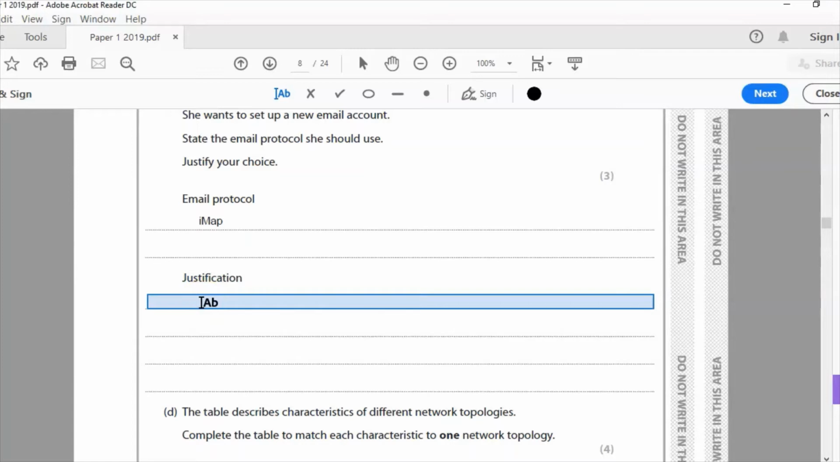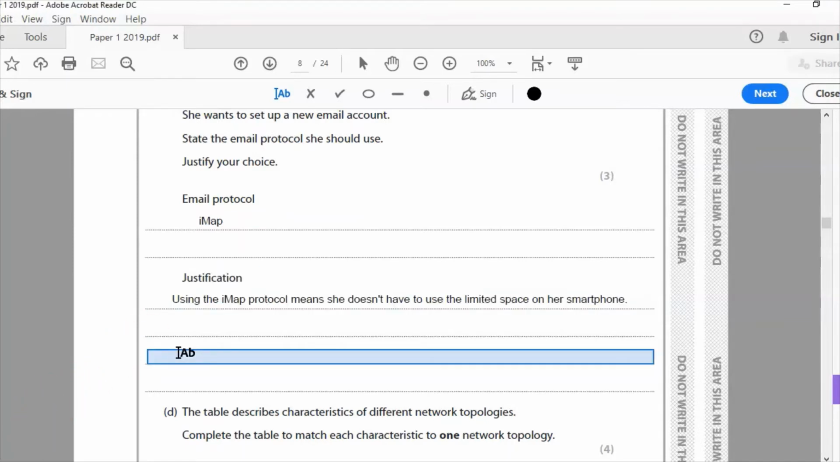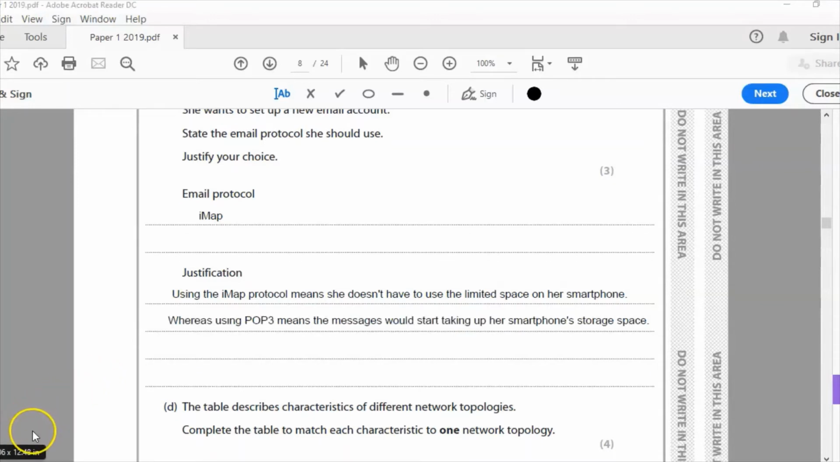Now the justification for IMAP is that because it's stored on the server, it's accessible from different devices, and it doesn't need to use storage space on her smartphone. So I've typed in there, using the IMAP protocol means she doesn't have to use limited space on her smartphone. That's my justification for IMAP. A little bit more, another sentence to that, whereas using POP3 means the messages would start taking up her smartphone storage space.